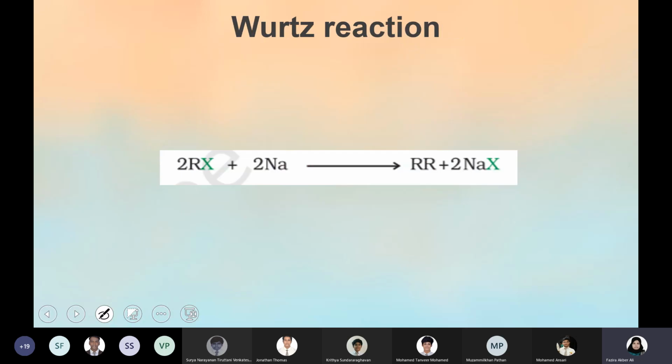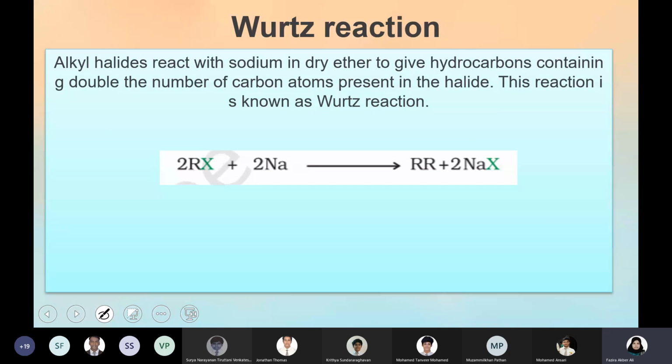So next, the last and final reaction for haloalkane is the Wurtz reaction. In the Wurtz reaction, the alkyl halide reacts with sodium in dry ether condition to give you a hydrocarbon which contains double the number of carbon atoms present in the halide. This we also discussed in detail last year, the Wurtz reaction. So please refer to those notes if you have any doubts, as there are a lot of examples we also discussed last year.